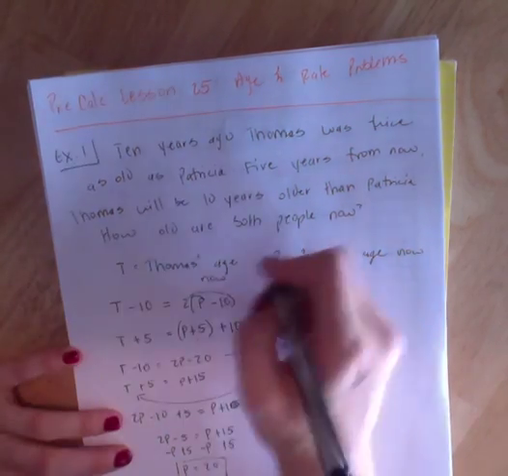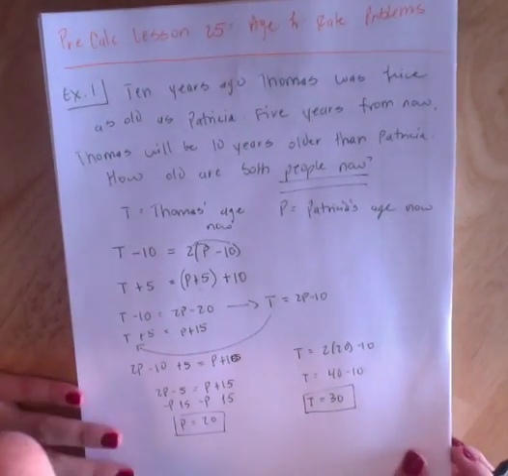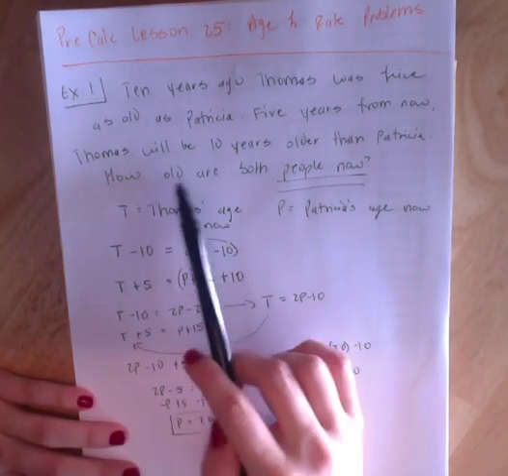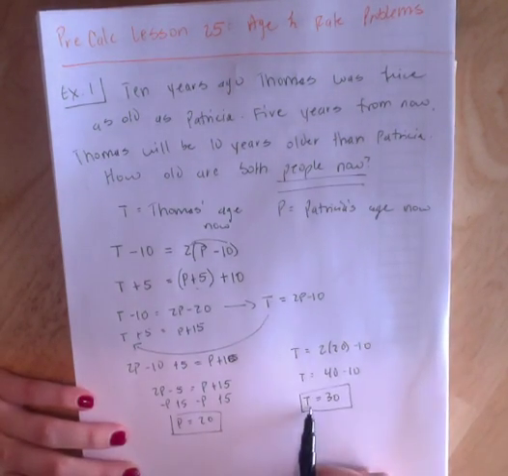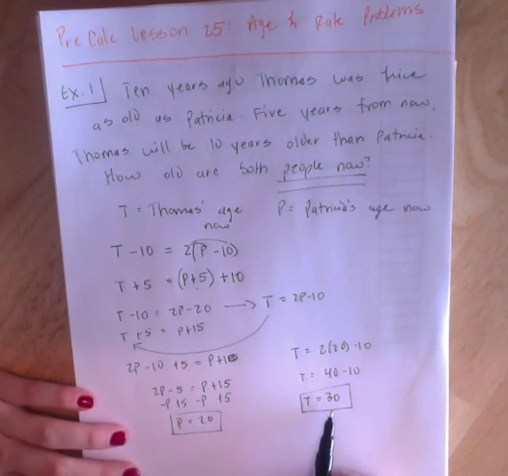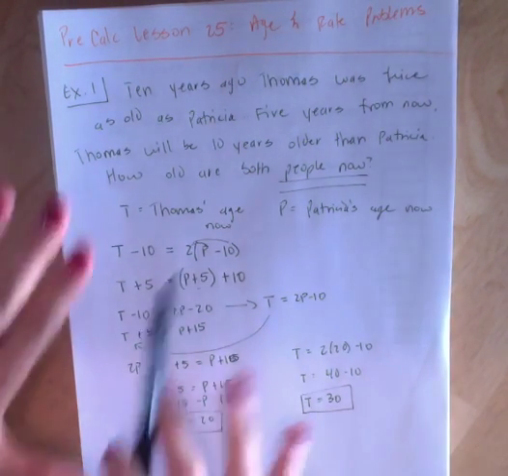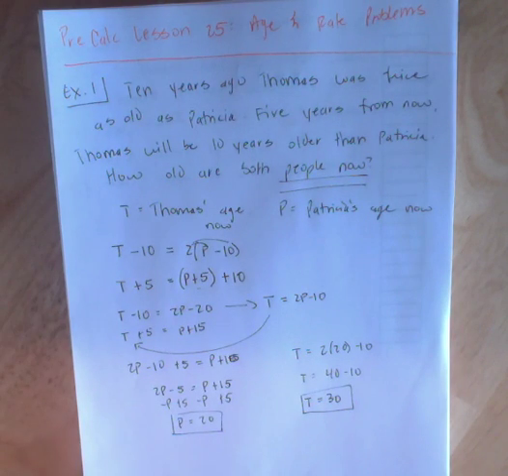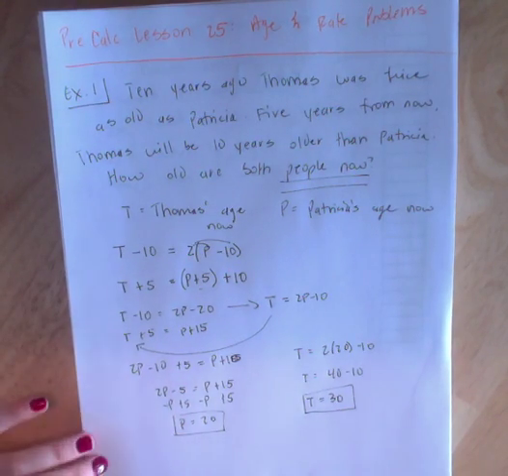Now be careful. It says how old are both people now? It will often ask you things like how old will Thomas be in 20 years? You would take this, because Thomas is 30 now, and add 20 to it. Okay, these are our age problems. All the age problems will fall into the same pattern. Now, let's talk about rate problems.